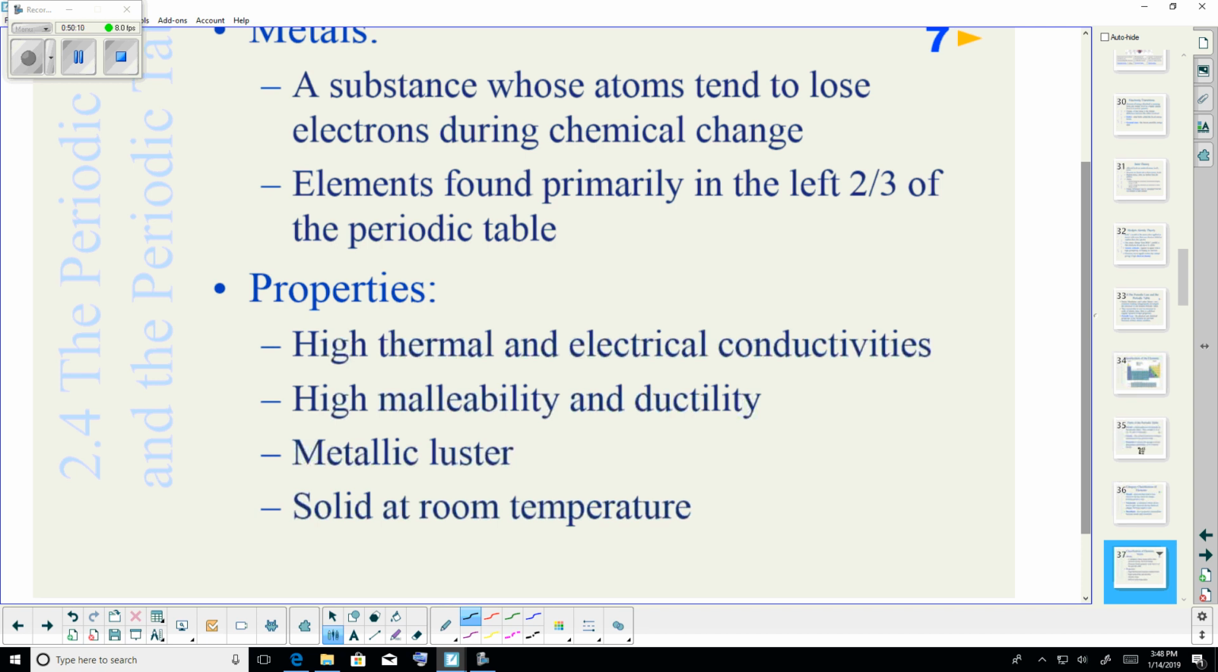Metals have a metallic luster. Ooh, shiny, okay. And they're solid at room temperature, except for one. Give me a metal that's not solid at room temperature. Mercury.